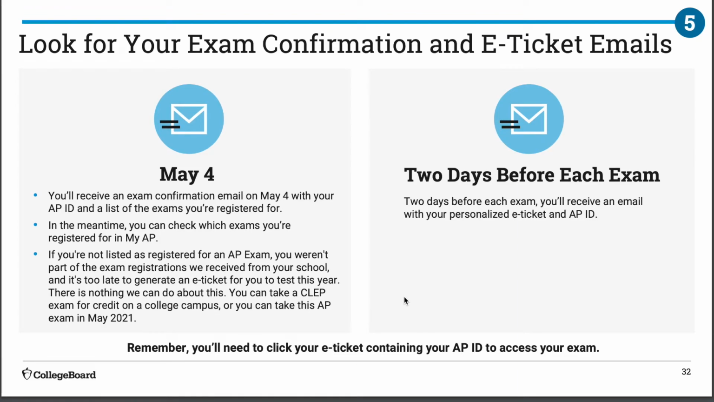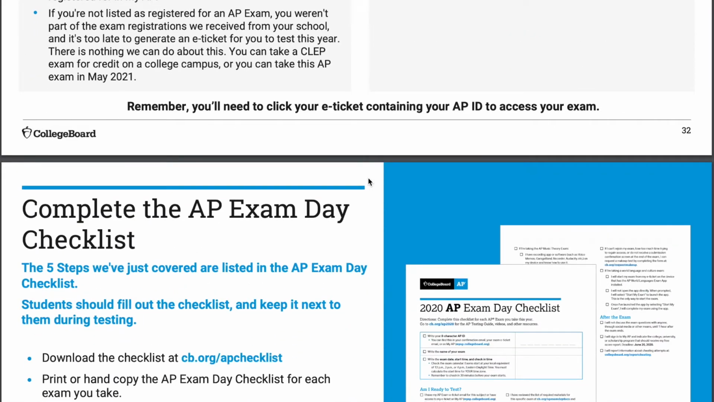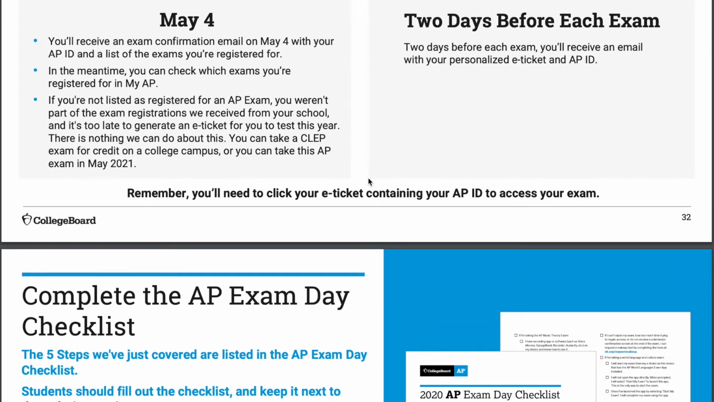Now, again, on May 4th, we will get the email with your ID, and that's actually next week, so you guys will have that link ready to rock. Then 2 days before your exam, you will get your e-ticket and your AP ID. And if you don't get that, you can log into Google Classroom and check that out, okay?